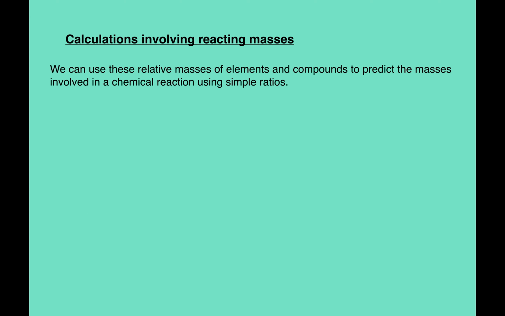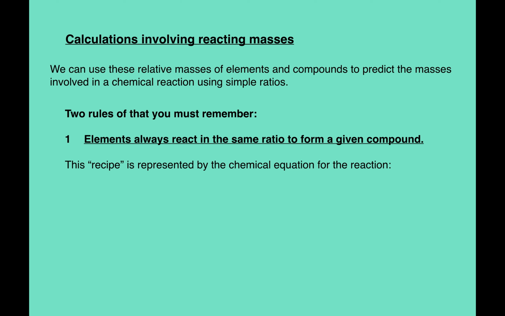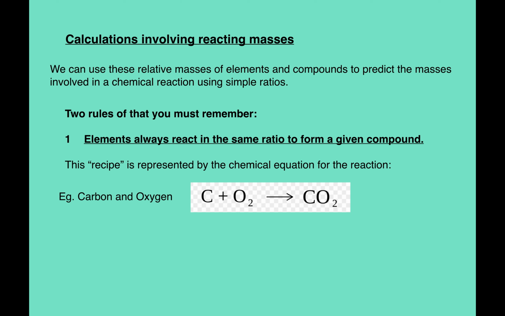Right, this is an introduction to reacting masses, which we'll talk more about later on. But we can use these relative atomic, molecular and formula masses to work out how much reactant and how much product actually take part in a chemical reaction. There are two rules that you must remember here. The first one, the elements always react in the same ratio to form a given compound. So it's a recipe that forms the compound, and it's given by the chemical equation for that particular reaction. So if I'm making carbon dioxide, that's the recipe, that's the formula, that's the equation. The equation is the recipe.